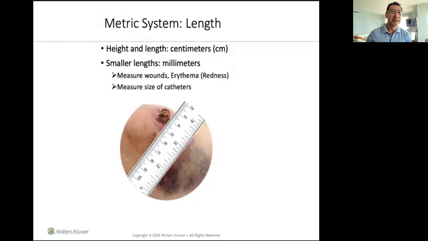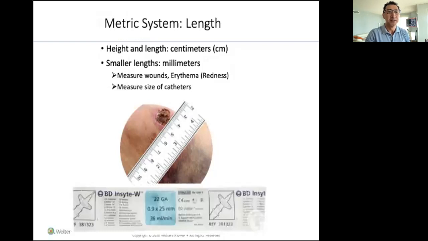So next is the size of catheters. This is another one that you guys are going to be familiar with. This is my 22 gauge IV from right here. Blue is 22 gauge, and this IV is 0.9 inches in length and 25 millimeters. So it's very, very small.